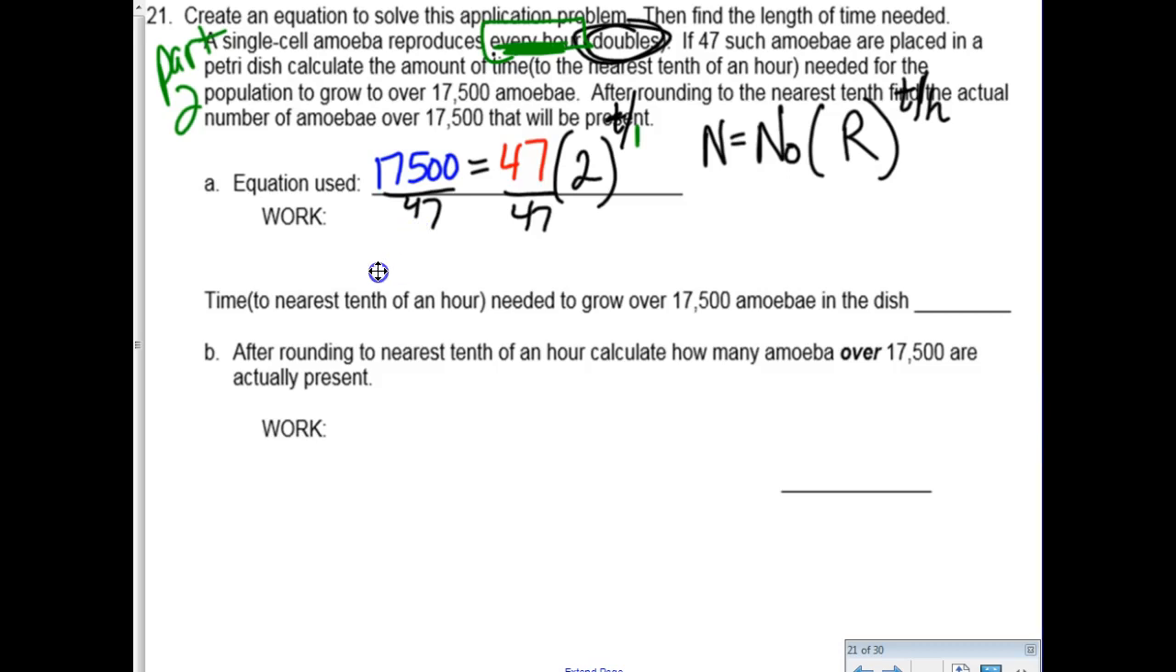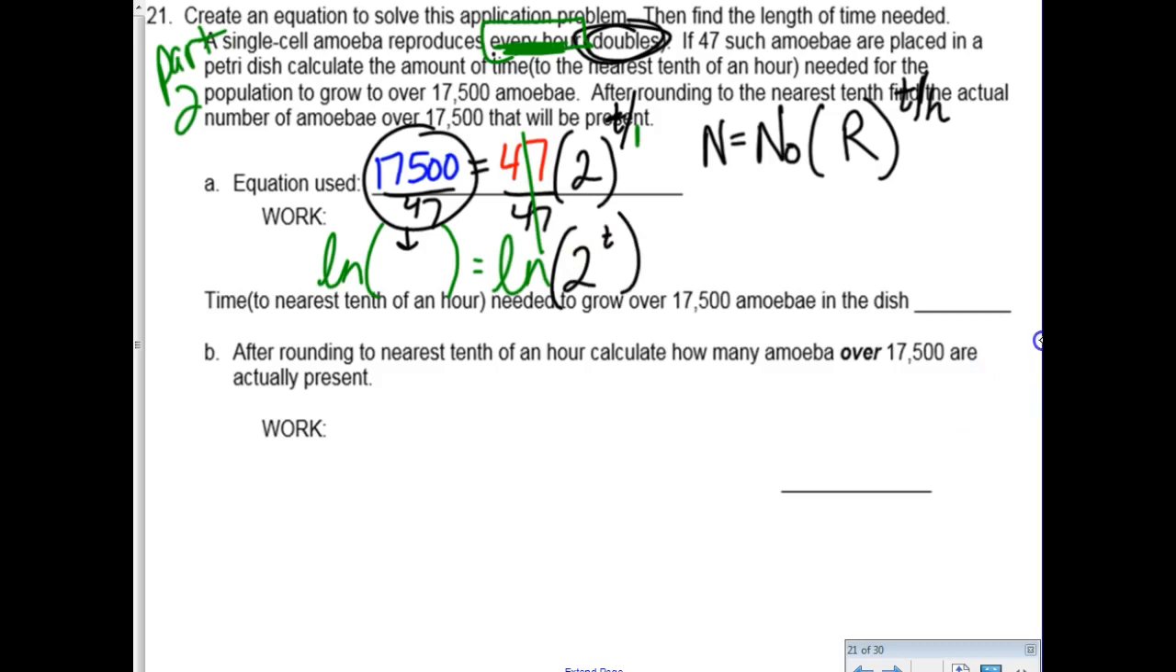So then you're going to have to apply the natural log, or common log, it doesn't matter, to whatever this does. I would leave it as a fraction, frankly, but apply the natural log to that number. And you're also applying the natural log to 2 to the t power. So here's what's going on. When you type the natural log of 17,500 over 47, or whatever decimal that is, here's what's going to go on. Your t is going to drop down in front.